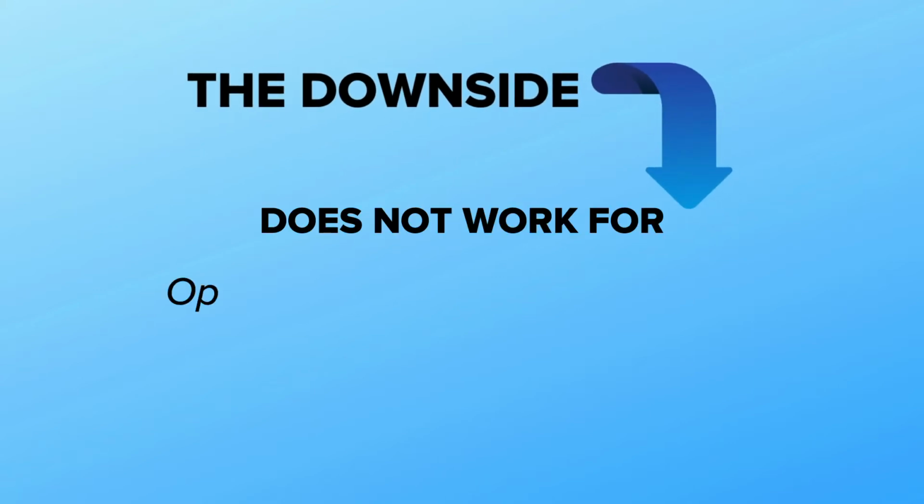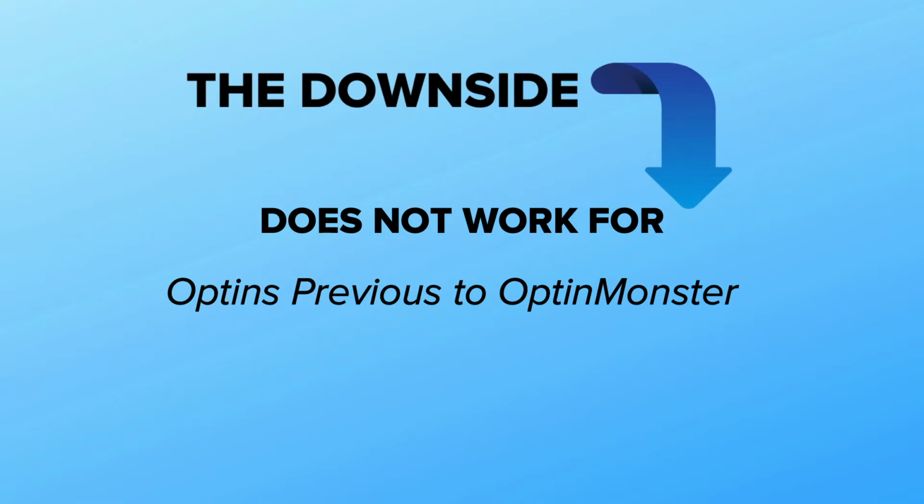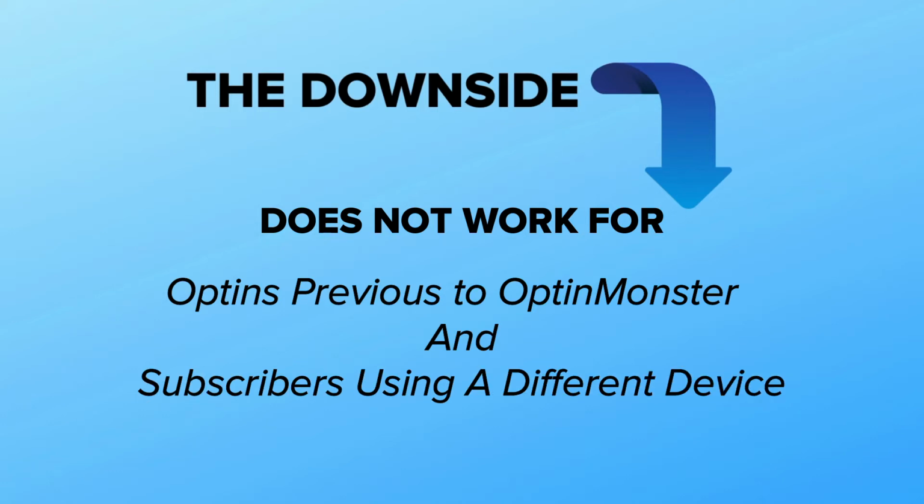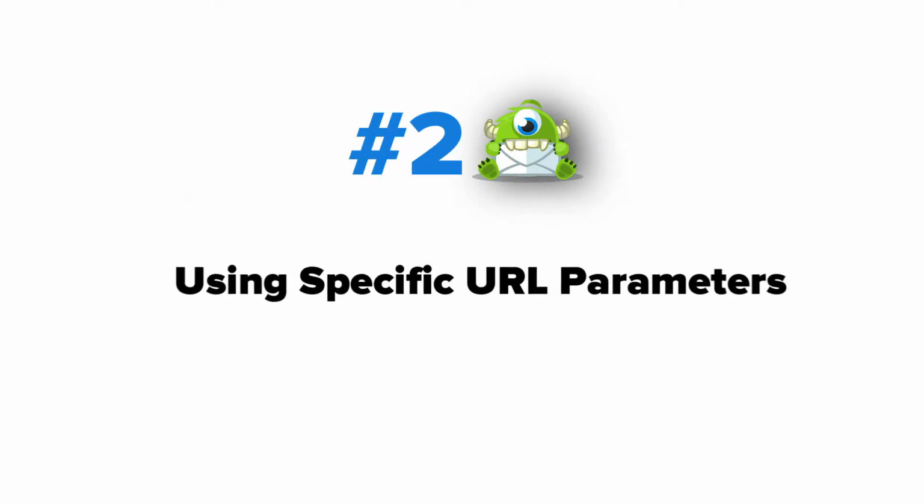It doesn't cover existing subscribers who opted in before you installed OptinMonster, and since this method relies on browser cookies, it doesn't work if your subscribers view your site using a device that's different than the one that they opted in with. Alright, now let's look at the second method.